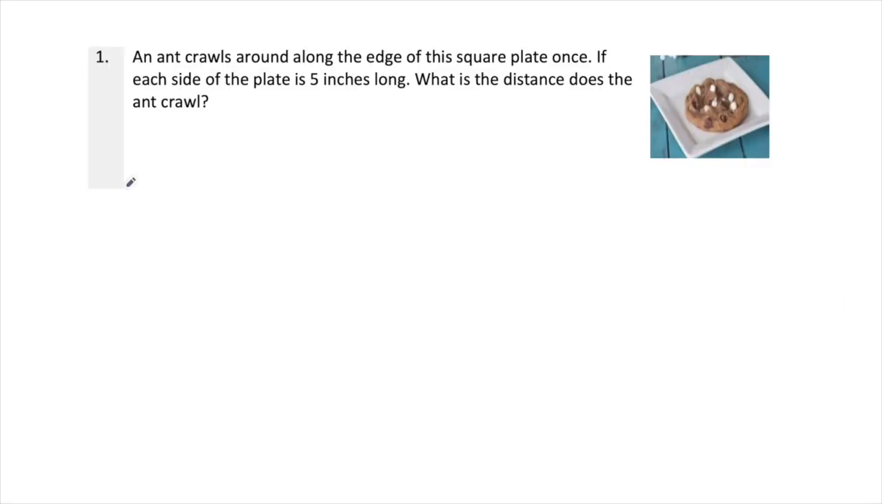For this problem, we have to figure out the distance an ant crawls. We know that an ant crawls along the edge of a square plate once, and each side of the plate is 5 inches long. Since the square has 4 sides, we have to add the length of each side, which is 5, 4 times. So that would be 5 plus 5 plus 5 plus 5, which is equal to 20. So the answer to this problem is 20 inches.